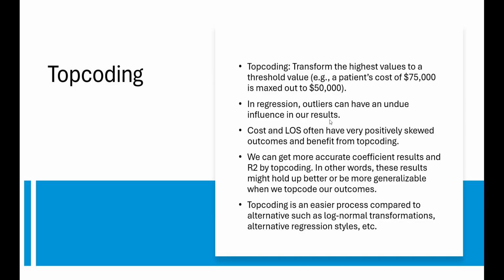In regression, outliers can have an undue influence on our results. Cost and length of stay often have very positively skewed outcomes, and we benefit from top coding because it lessens the effect of outliers. We can get more accurate coefficient results and R-squared by top coding. In other words, these results might hold up better or be more generalizable when we top code our outcomes. Top coding is an easier process compared to alternative methods such as log normal transformations, alternative regression styles, etc.